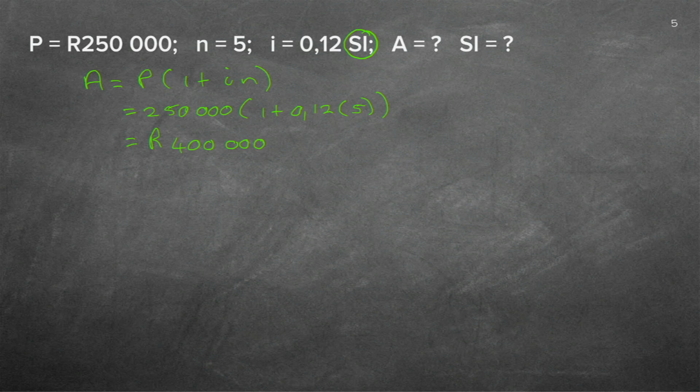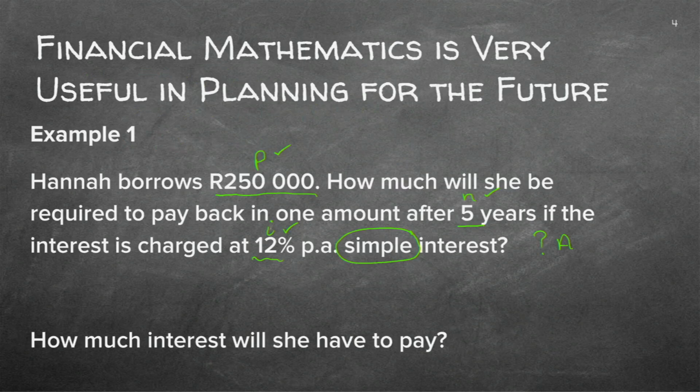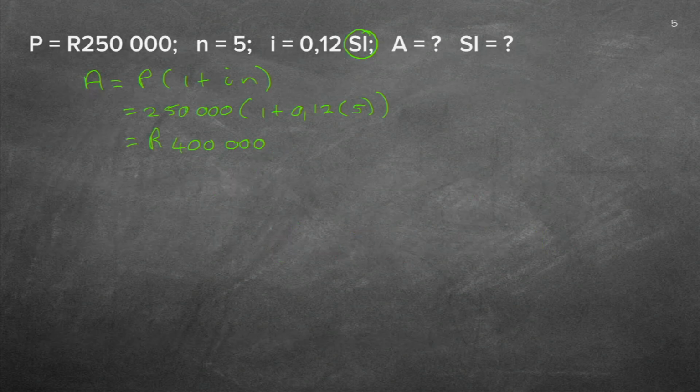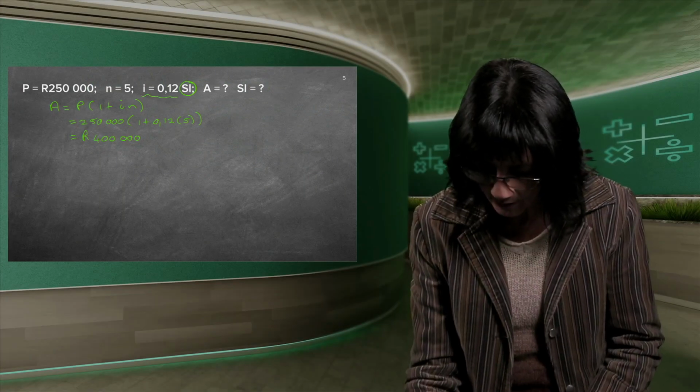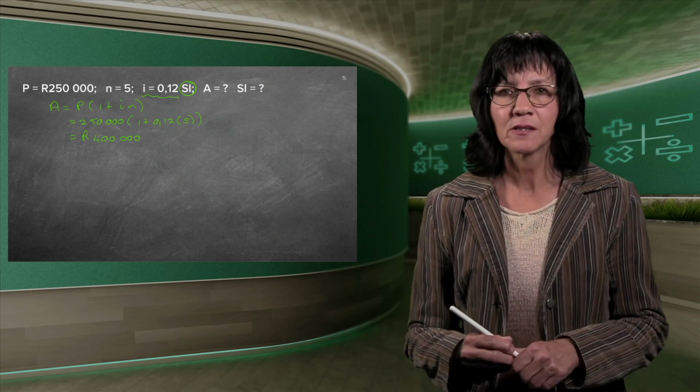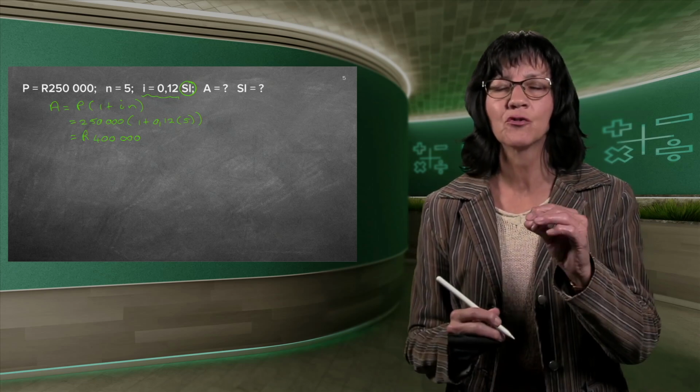So that is the amount. What did they ask? How much will she be required to pay back in this 5-year period? So what will she have to pay back? 400,000. And then they ask you, what is the simple interest? Remember, they're not asking you the rate. There is the rate, 12% or 0.12. That is the interest rate.